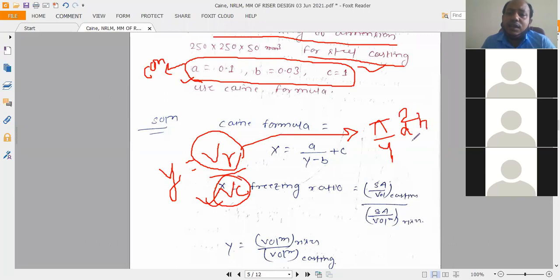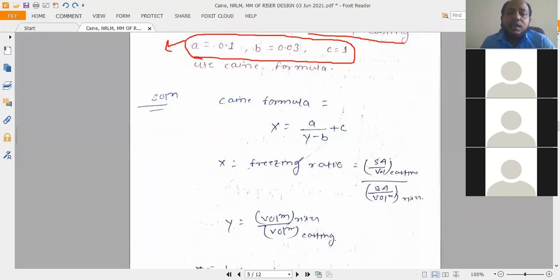Pi r square h, right? So d and h are equal. If we assume that d is the diameter, the height will be equal to its diameter, as given in the question. So we have the volume of riser equal to pi by 4 d cube.